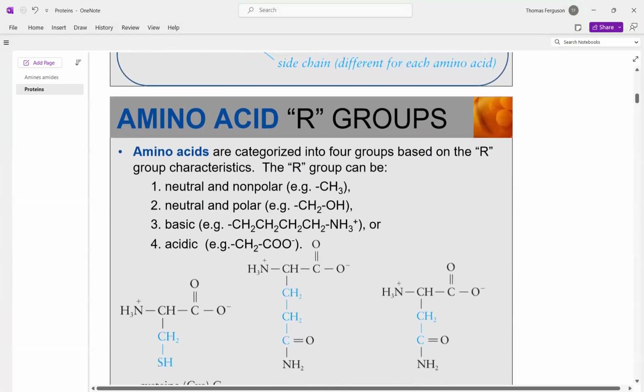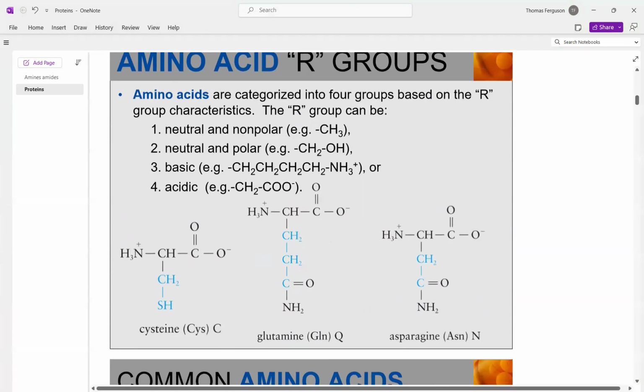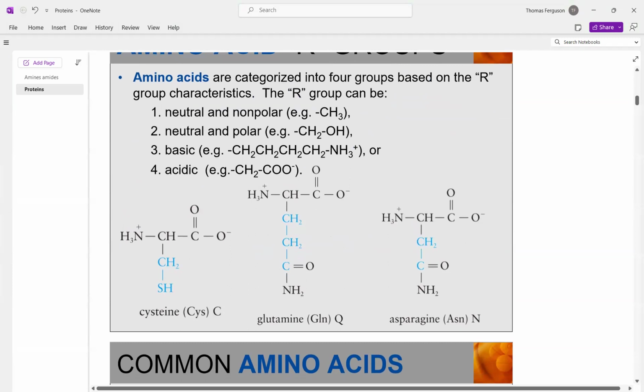Now, there are four basic groups of functional groups on the amino acids. There's two neutrals, one's polar and one's nonpolar. Then there's a basic one and an acidic one. This is a really important amino acid, cysteine, because of that thiol group hanging off of that alpha carbon. Now, that thiol group can bond with heavy metals. That's the issue. It also can form a covalent bond in terms of cross-linking. It's a very important amino acid.